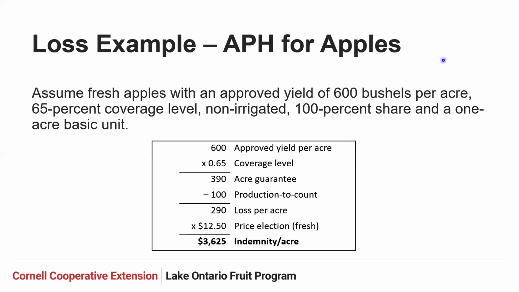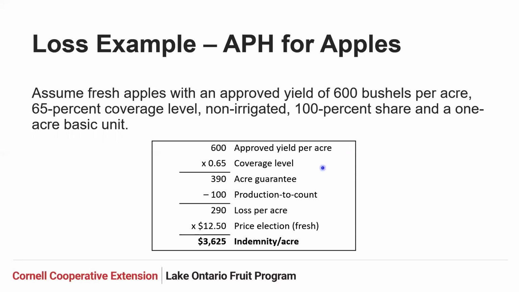Loss example. I'll review the example calculation on the RMA fact sheet. Assume fresh apples with an approved yield of 600 bushels per acre, 65% coverage level, non-irrigated, 100% share, and a 1 acre basic unit. Starting at the top, approved yield per acre. This is the amount based on your production history that block of apples produces. You determine this by working with your insurance agent using your production history records. In this case, it is 600 bushels per acre.